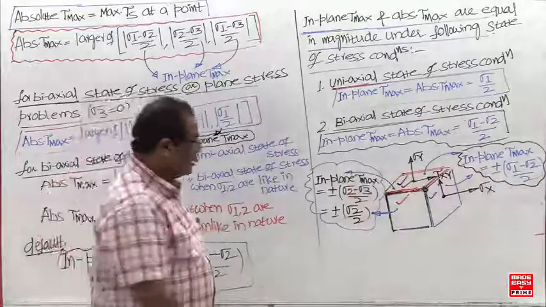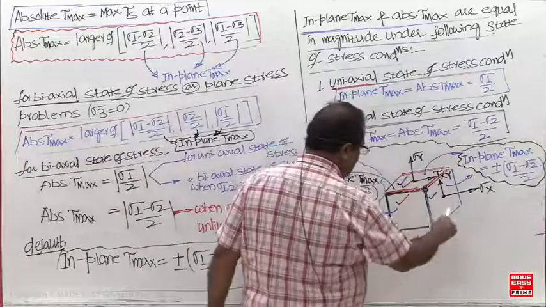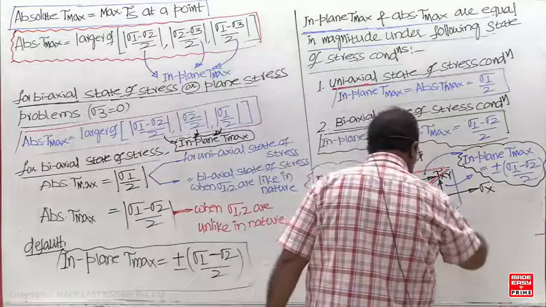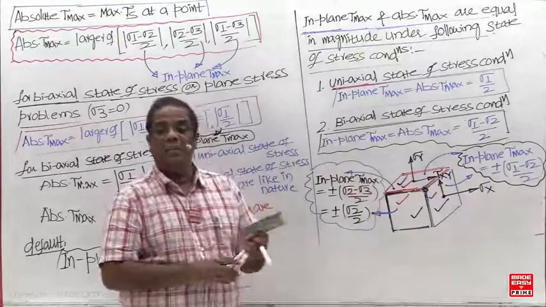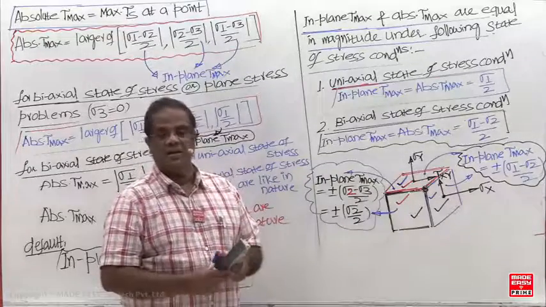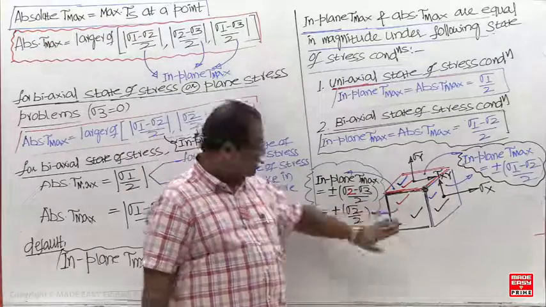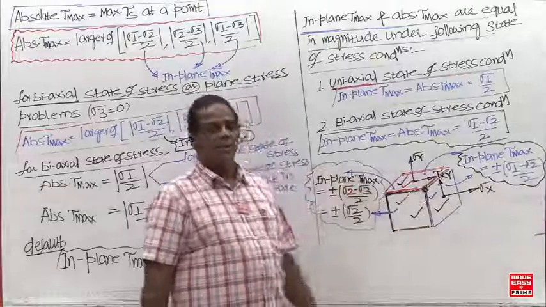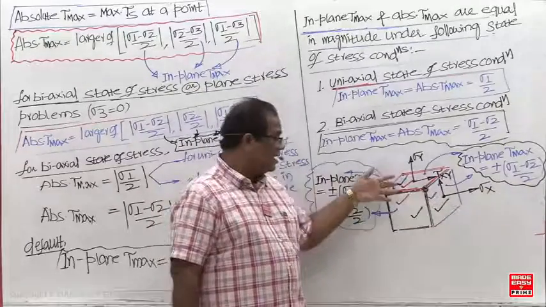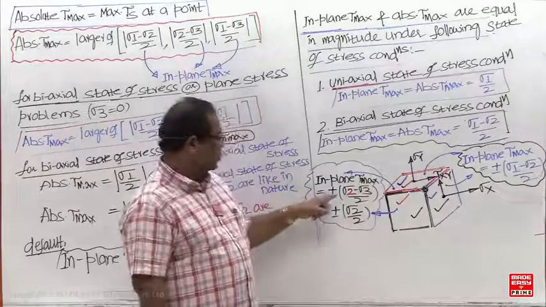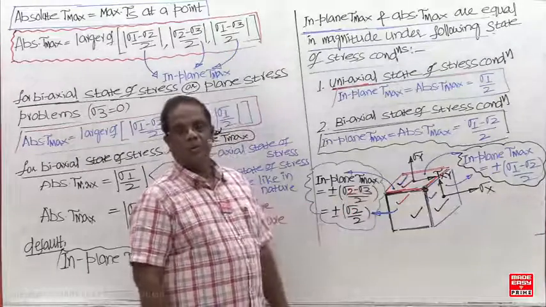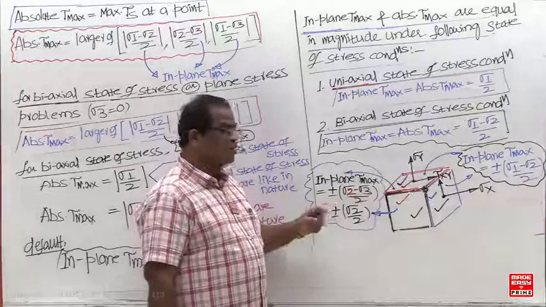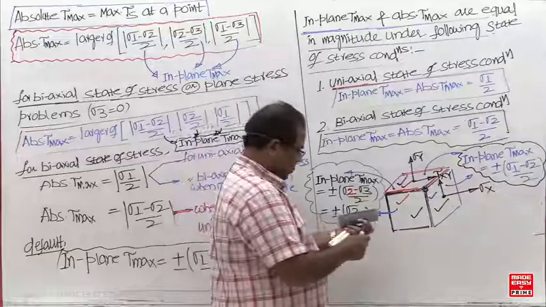Same thing, you can assume the point belongs to x and z, but the independent components are sigma x, sigma z and tau xz. But once again sigma z is 0 and tau xz is 0. Only which one will be there? Sigma x. Once again it will become a uniaxial. Then what should I write now? Plus or minus sigma 1 minus sigma 3 by 2. But for the biaxial case sigma 3 is 0, then you are getting sigma 1 by 2.